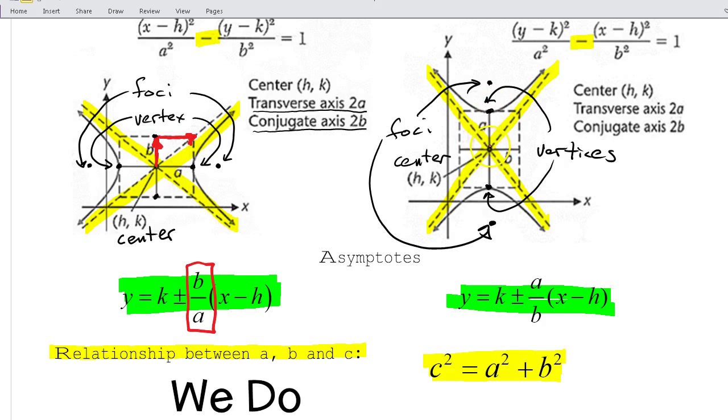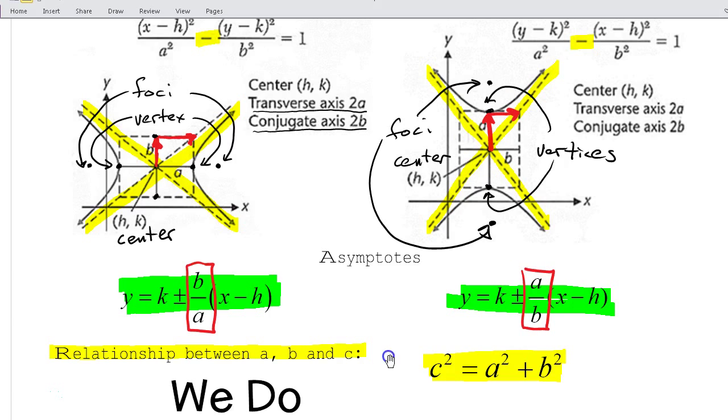If I look at my vertical, again I start at the center. I'm going to go up a value of a, and then over a value of b. That would be my rise over run for this positive slope here. That's how I know that my slope is a over b.